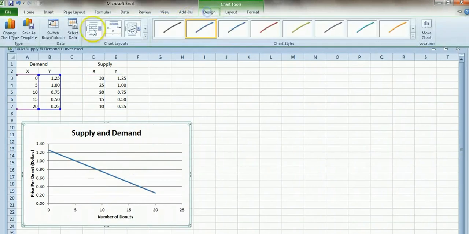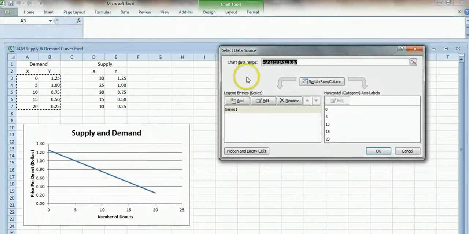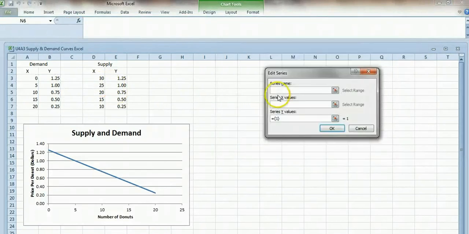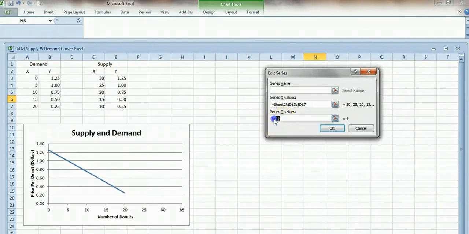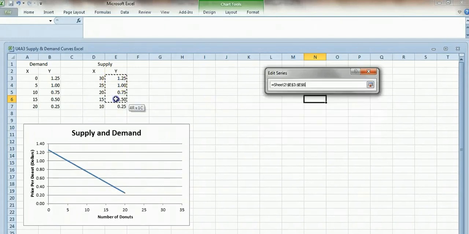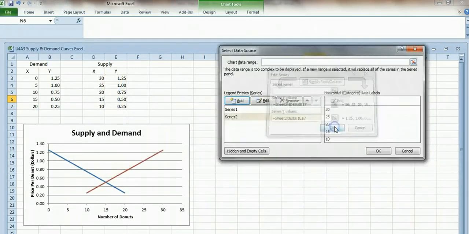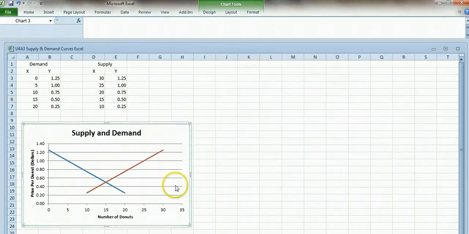I went into design, went into select data, I captured what I needed, but before I did that I clicked on add, went into series X value, highlighted, removed what was already in that Y value box, captured what I needed, OK, OK. So there I am. I've got this completed at this time, and there's my supply and my demand curves.